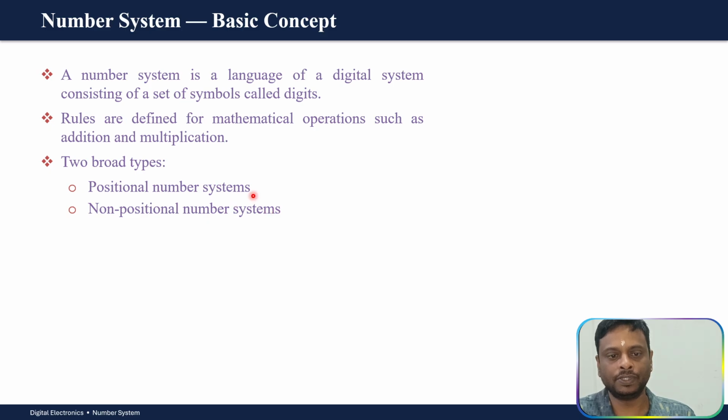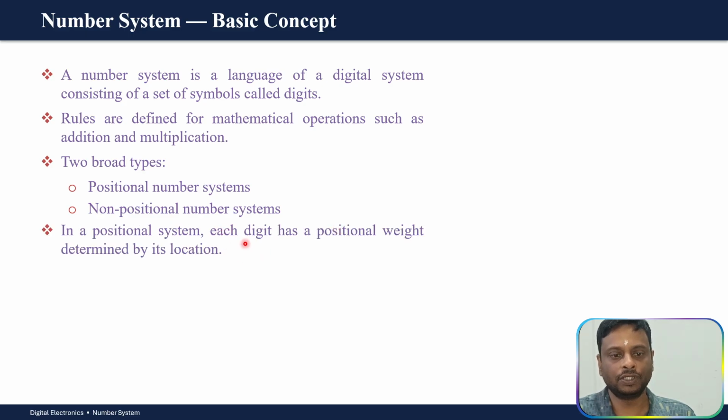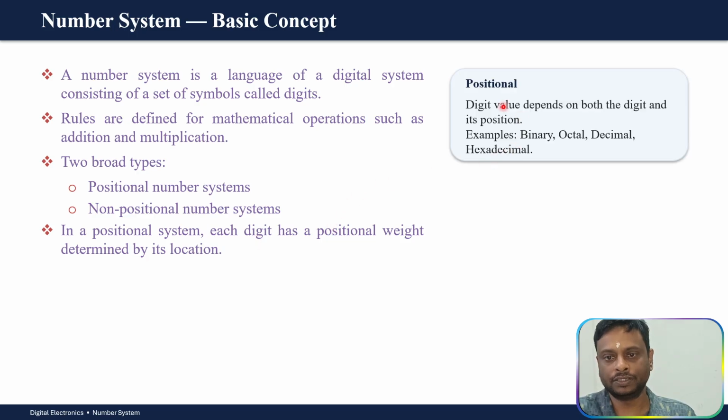Positional means each position of the number is assigned some weight. A non-positional number system means we do not have any weights assigned to that number system. In a positional number system, each digit has a positional weight that is determined by its location. The digit value depends on both the digit and its position, like binary, octal, decimal, hexadecimal.